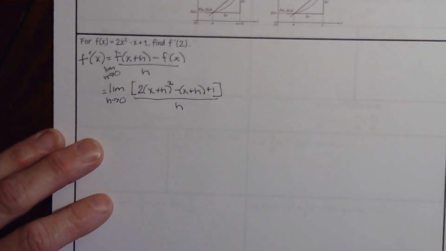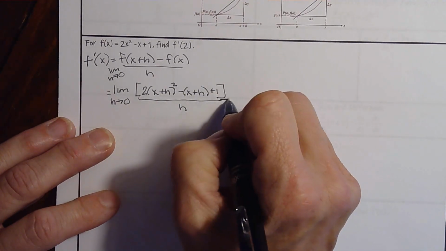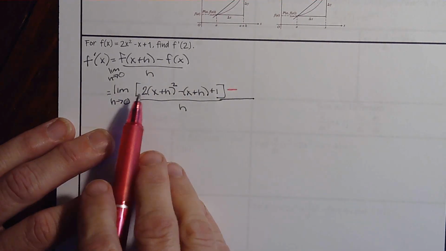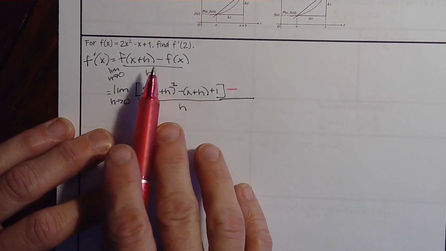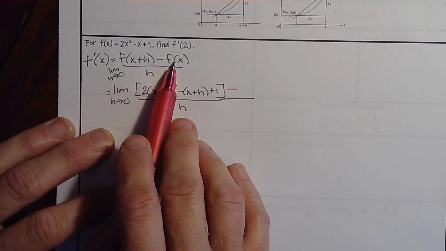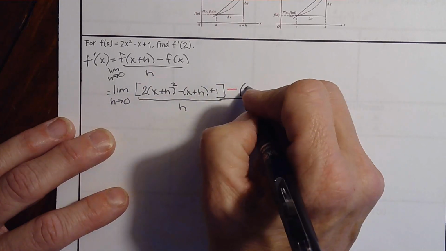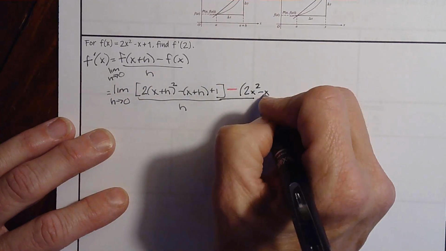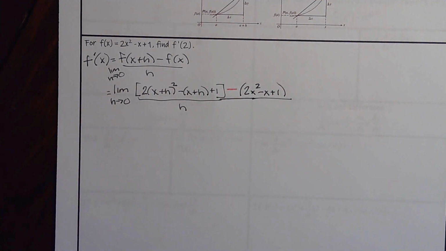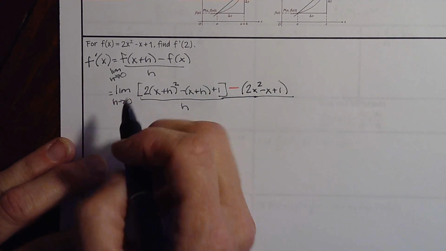And don't forget, I have almost forgotten something very important. Minus, see, this is my f of x plus h. Now I have to subtract f of x. And so f of x is 2x squared minus x plus 1. Okay, so I got caught up in what I was working on that I almost made a huge mistake.